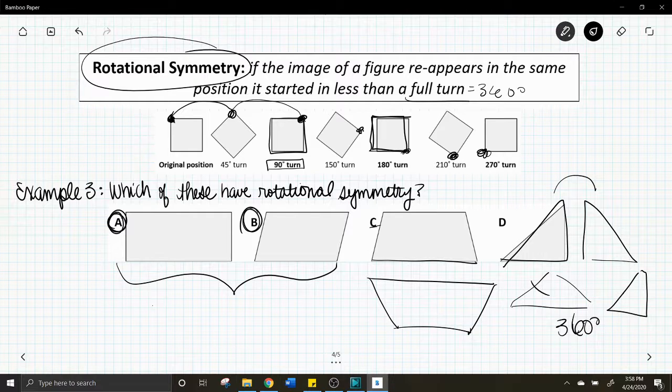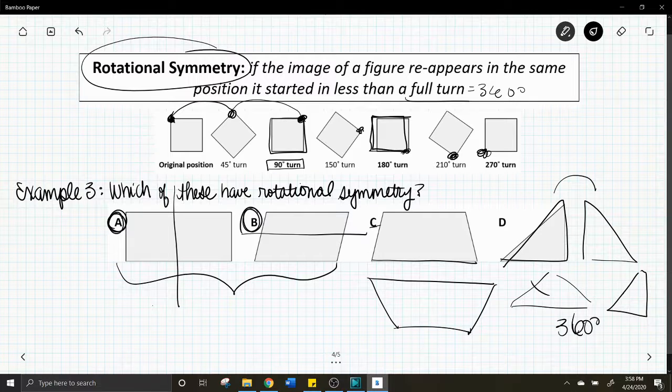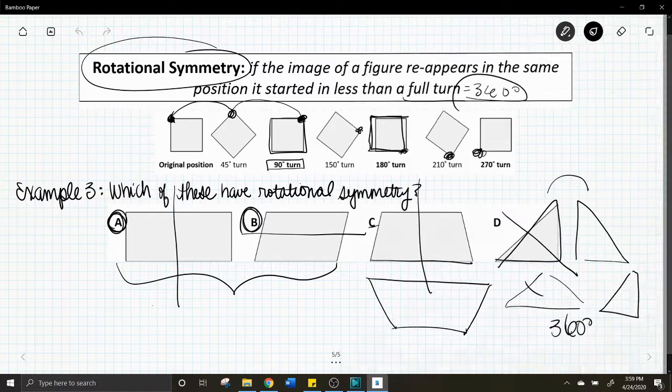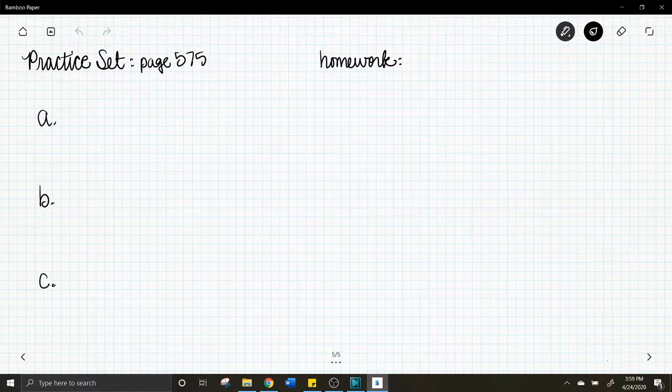Okay, so we're going to jump right into our practice set. Just keep the terms in mind. Symmetry is if you can divide it in half, and it's the same on both sides. Rotational symmetry is if you can turn it less than 360 degrees to get it back to its original position. Okay, so the practice set starts on page 370 or 575. Take a few minutes to work on that.